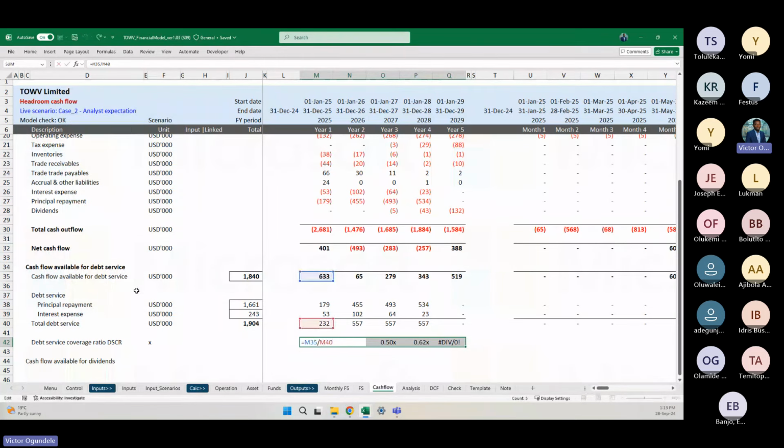For periods where there's no debt, we can now use something like an IF function. So an IF statement: if my debt service is greater than 0, you should do the calculation. If not, just close the bracket at the end. I'll say if not, you should just make it blank.